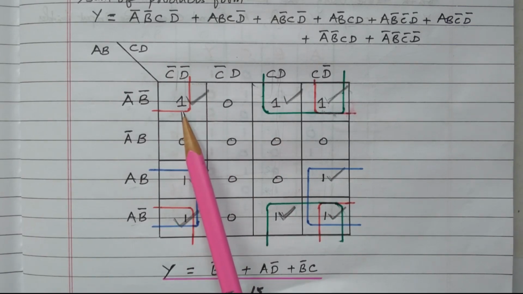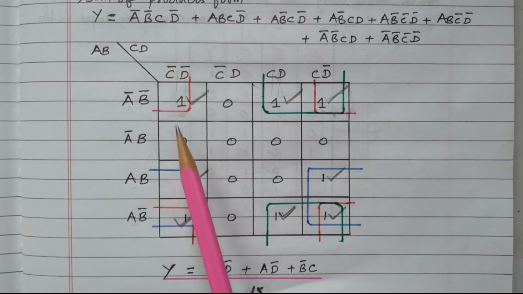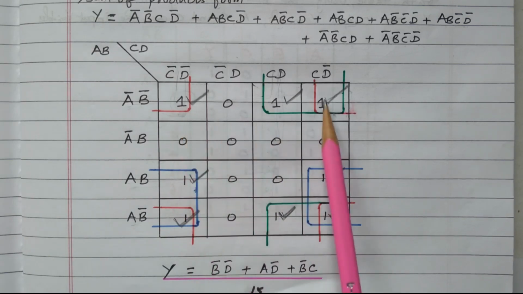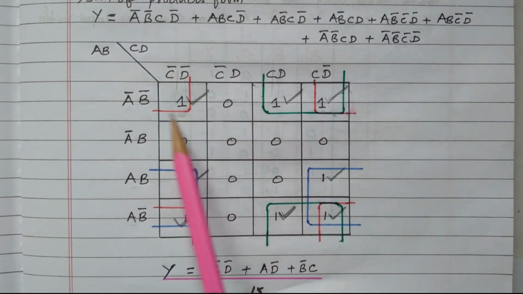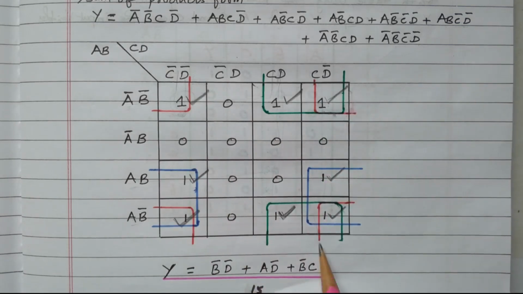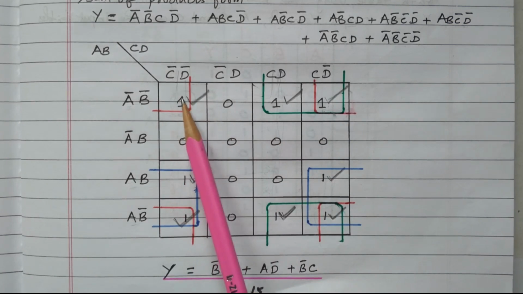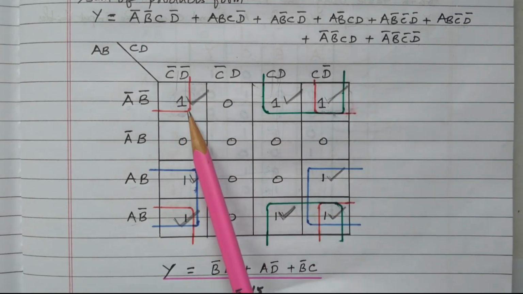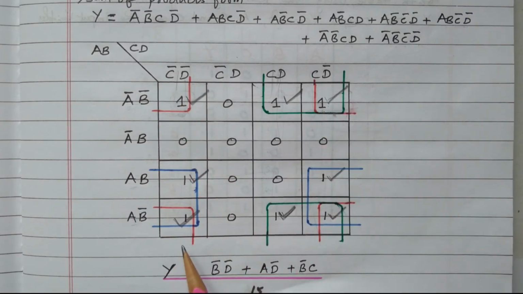But for this one, it is available individually, alone. So first we need to concentrate on this one. How to group this one? See, all 4 corners are available with 1. So we can combine these 4 corners so that we can group this one, right? This one is covered with all 4 corners. This red color is nothing but the grouping of all 4 corner ones, right?